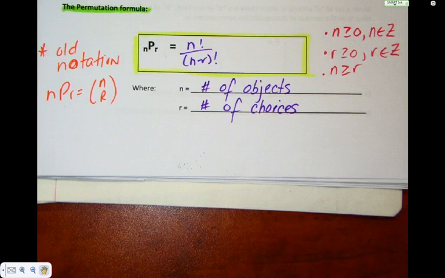If you're a wordy person, it means n has to be positive and a whole number, R has to be positive and a whole number, and n has to be at least R or bigger.